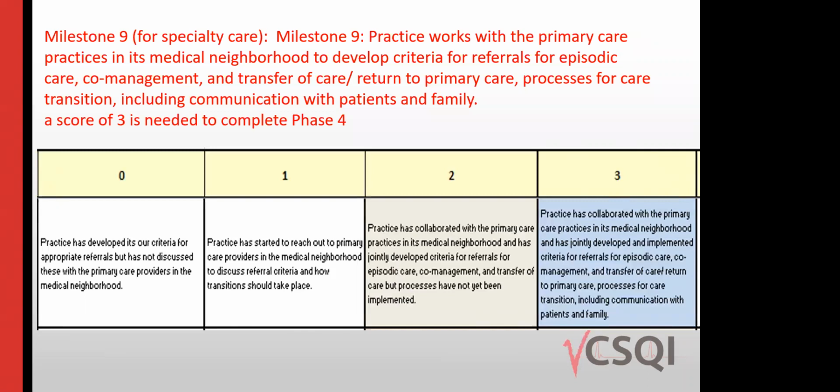A 3, which is what is needed to complete phase 4: the practice has collaborated with the primary care practices in its medical neighborhood and has jointly developed and implemented criteria for referrals for episodic care, co-management, and transfer of care or return to primary care. Processes for transition, including communication with patients and family. And always in between there are some modifications of criteria somewhere between the 0 and 3.